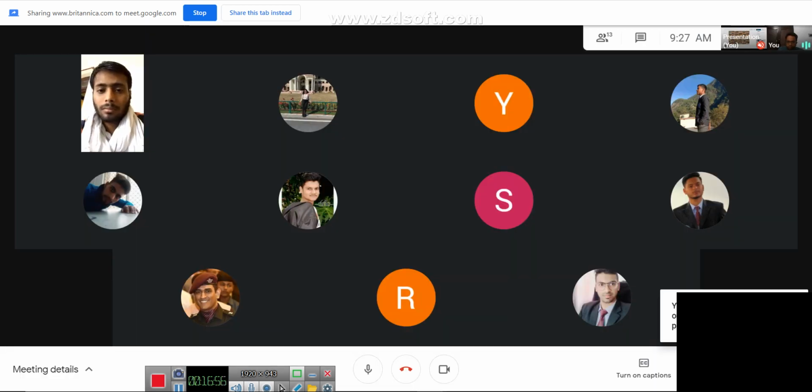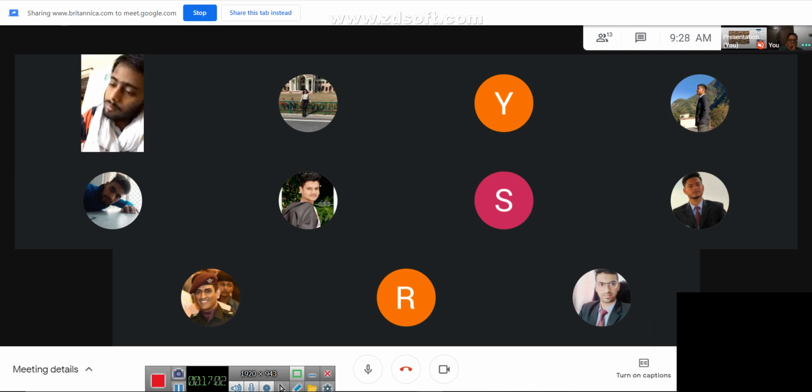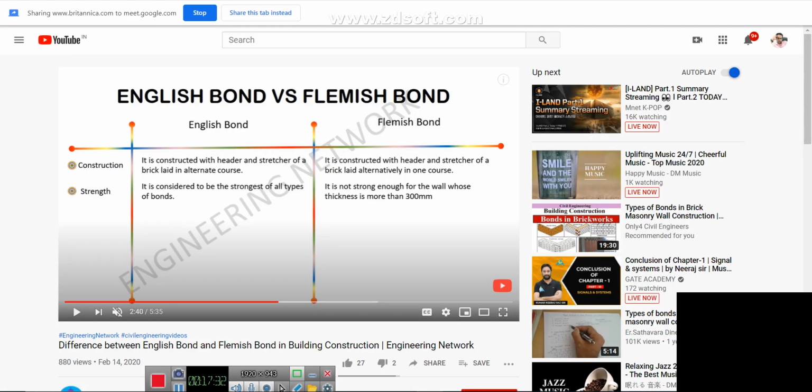Understand the difference. In English bond, it will be alternate courses. First course will be completely made of structures and the next course will be completely made of headers. In Flemish bond, the same course will be having headers and structures. First course will be having headers and structures. Again, second course will be having headers and structures. But the only difference is in the first course, if a structure is placed first, in the second course, you will be placing a header first to avoid the vertical joint. Okay, so that is the basic difference. Now, strength. This question may be asked.